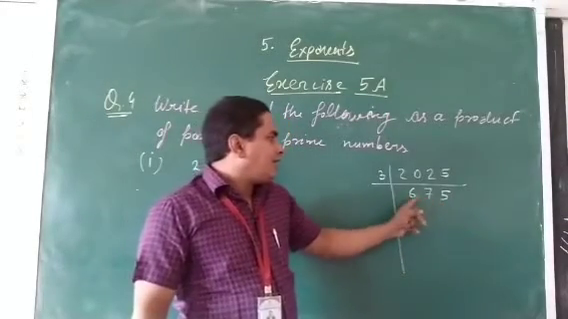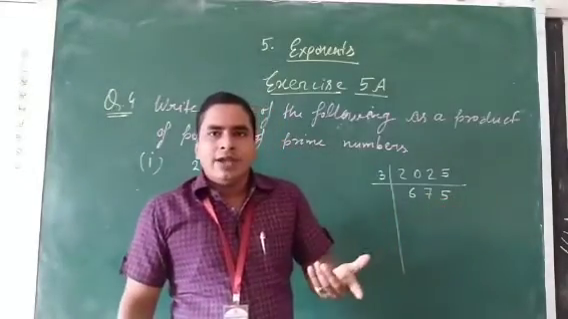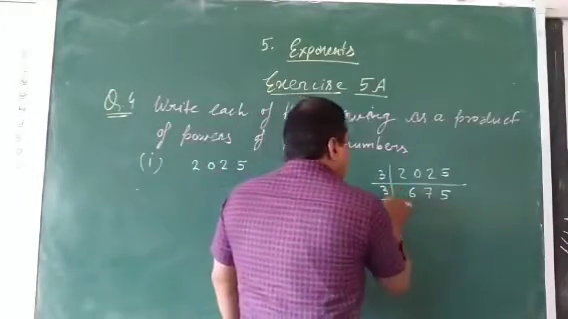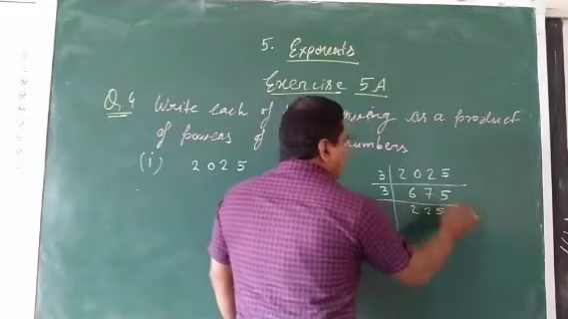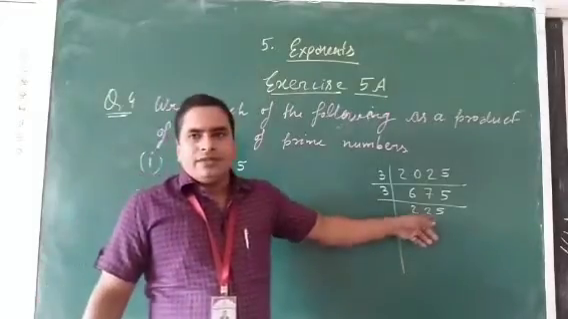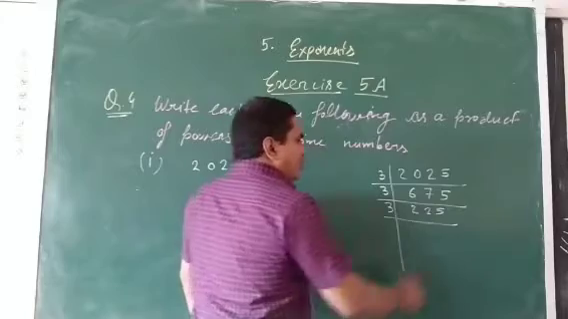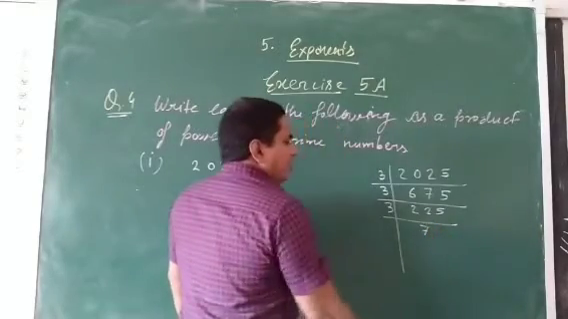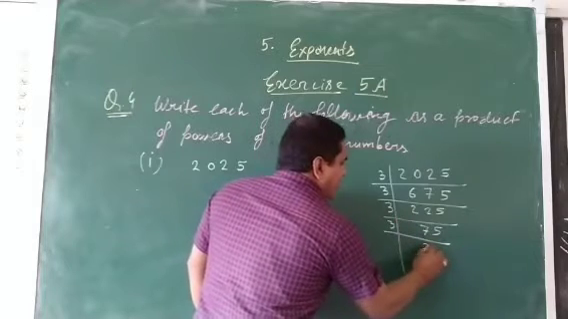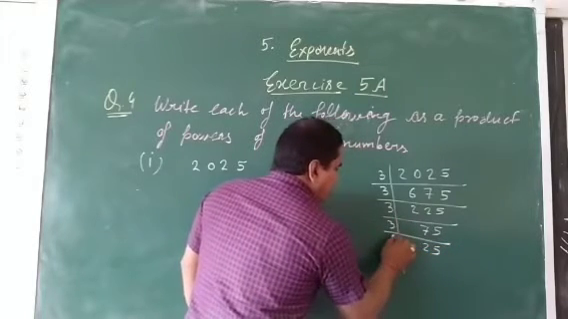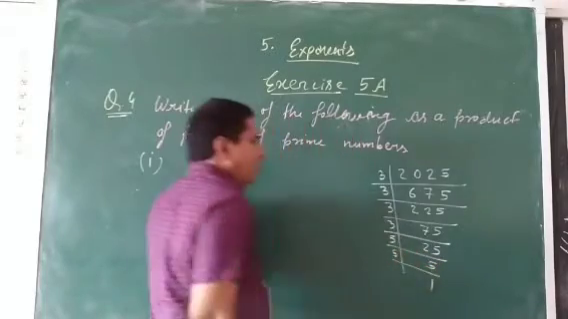So again find the sum: 6 plus 7 is 13, plus 5 is 18. It means it will divide by 3, so again we will divide it by 3. 3 twos are 6, 3 twos are 6, 1 carry, 3 fives are 15. Again find the sum, it will become 9, so again divide by 3. 3 sevens are 21, 1 carry, 3 fives are 15. Again divide by 3: 3 twos are 6, 3 fives are 15. Now divide by 5: 5 fives are 25, 5 ones are 5.